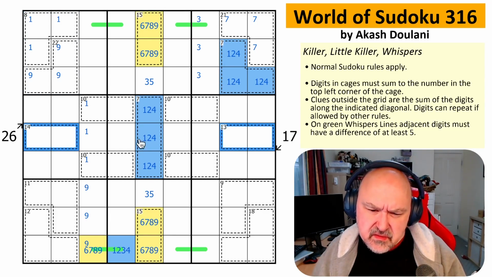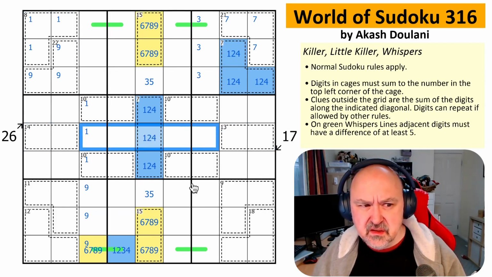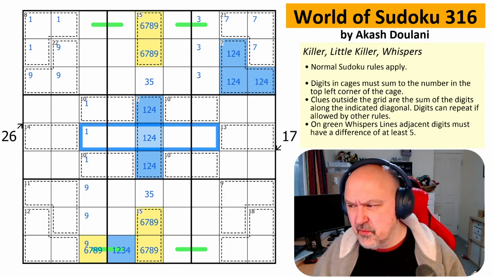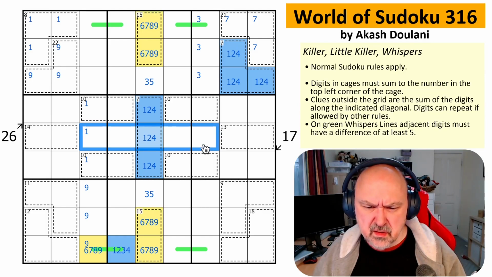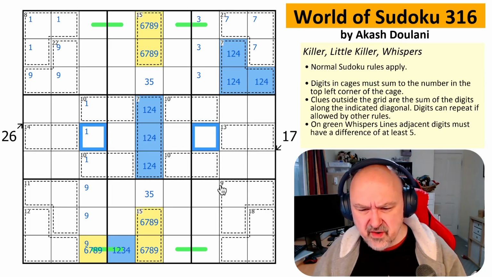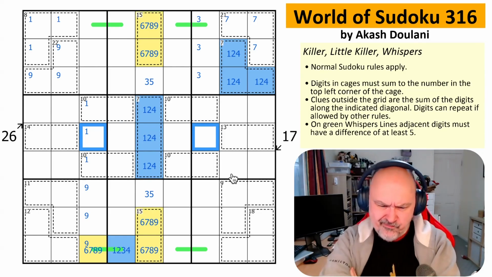This is 27, so this is 18. 18 in 5. Well, the minimum is 15. So 18 in 5 must have a 1 and a 2. So there's got to be a 1 or a 2 in one of those, because I can't put the second 1, 2 in here. Hmm.